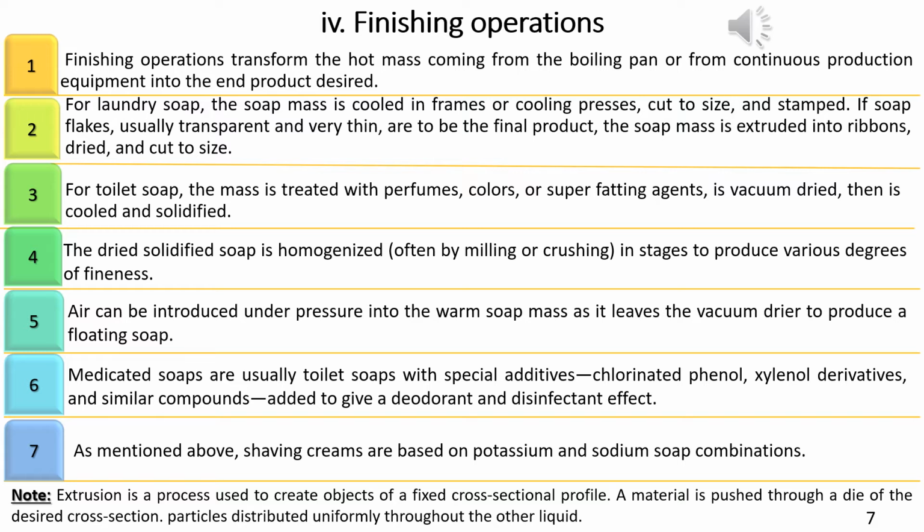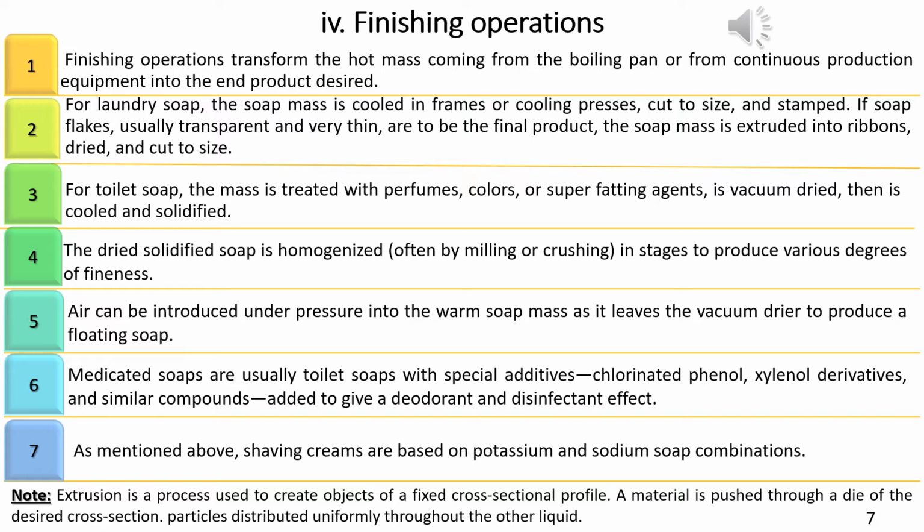After cutting up to different sizes, the soap then goes to the stamping process. In this way, our soap is stamped. After this, our soap goes to the final processes. In this way, our soap mass is extruded. It is extruded in the form of ribbons, and after extrusion, it is dried and cut to size.